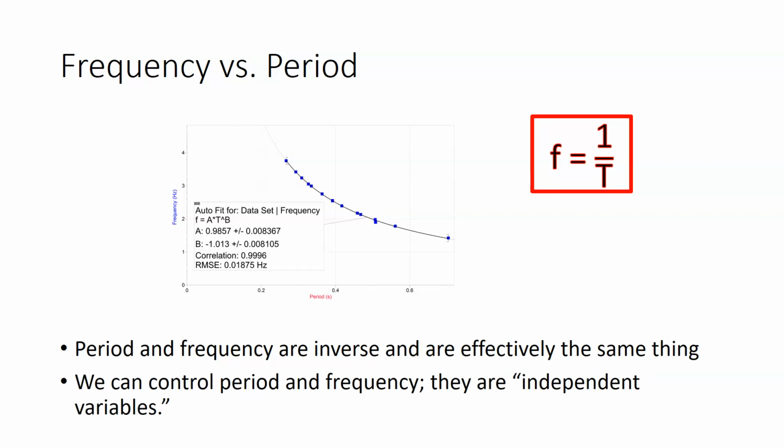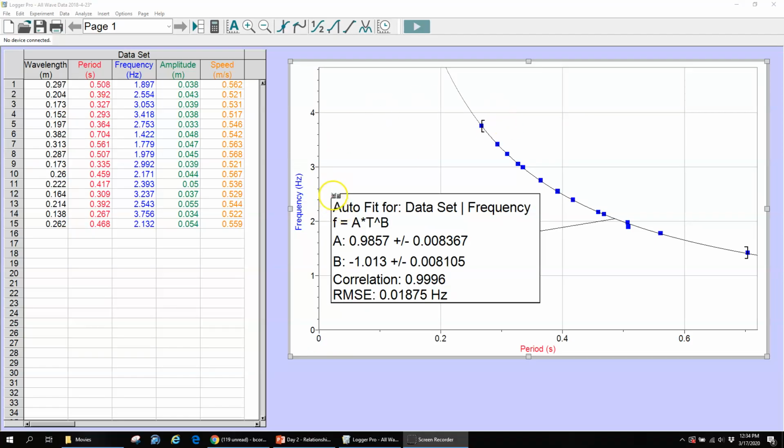And as you saw from the video and the wave machine from yesterday, we can control period and frequency. If you are the person oscillating the medium, you have control over that. And that's why in the study of waves, we see period and frequency as independent variables, things you can control that may have an effect on other things that depend on them. So what about amplitude?